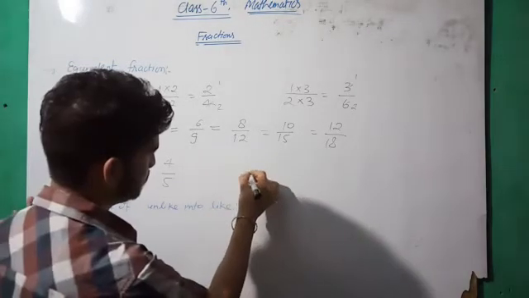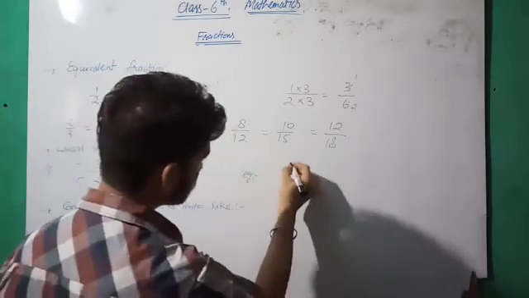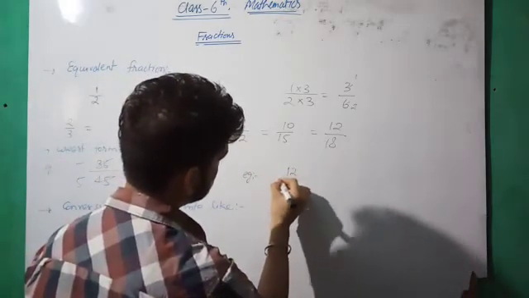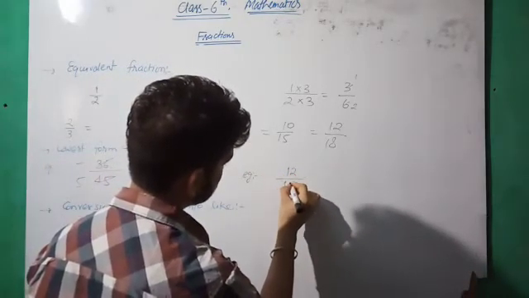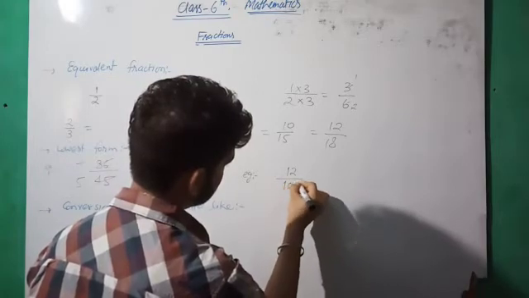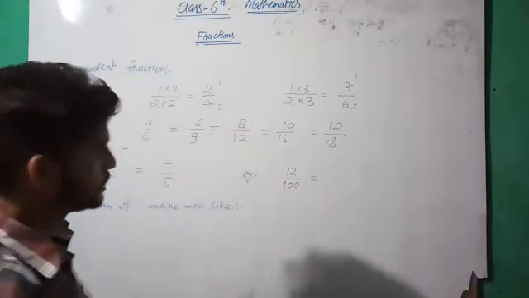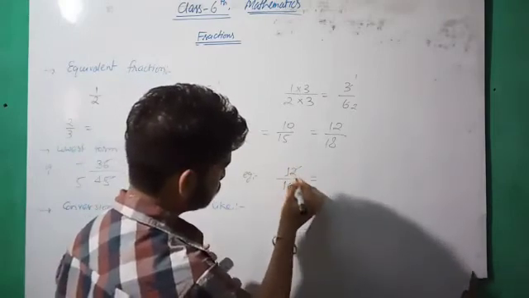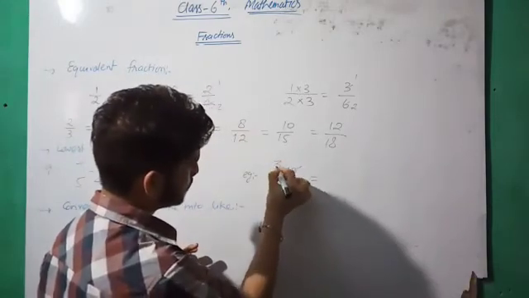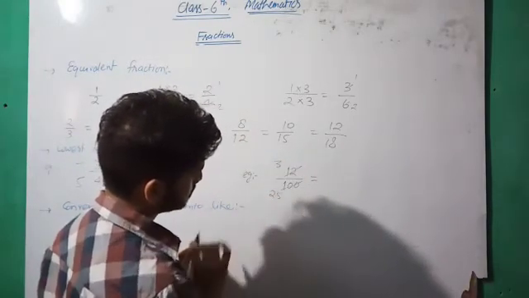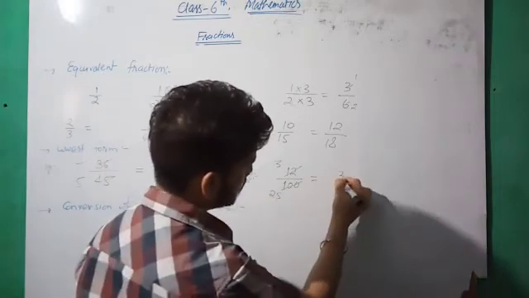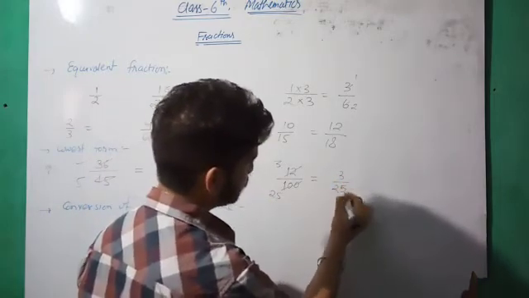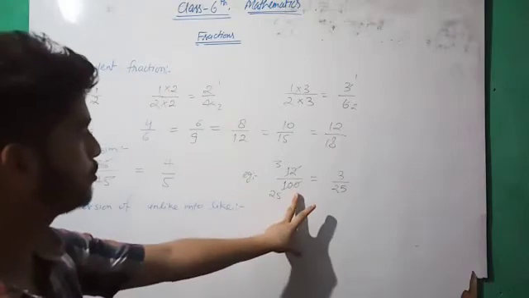Now one more example. 12 upon 100. Divide both terms by 4. 4 threes are 12 and 4 twenty-fives are 100. So this is 3 upon 25. So 3 upon 25 is the lowest form of 12 upon 100.